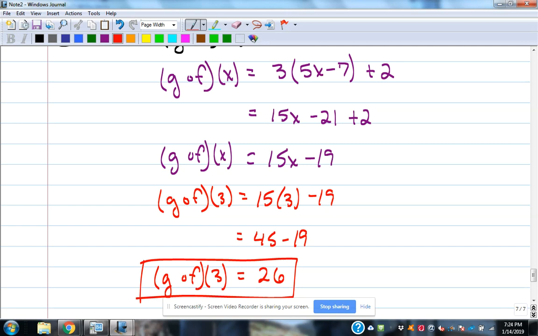You can take 3 and plug it into f. If I did that, 3 into 5x minus 7 would be 15 minus 7 is 8. And then 3 times 8 is 24 plus 2 is still 26. I get the same answer numerically, but I don't get this composite function if I needed to do something else. But do whichever way you want to. It doesn't matter to me when you're just finding a function value. If it asks you about domain and things, you're going to need that composite function to look at. So be careful of that. All right, so that's the second section. One more section to go.